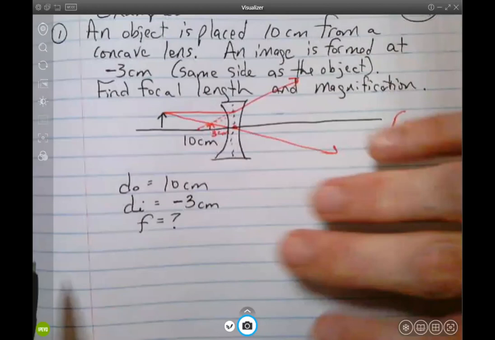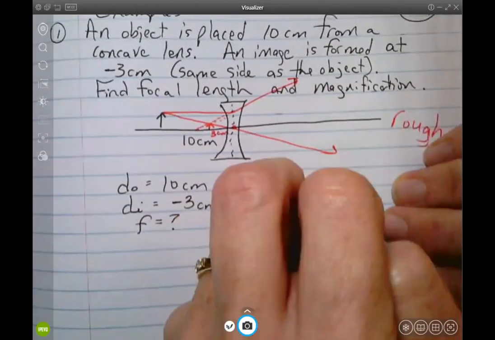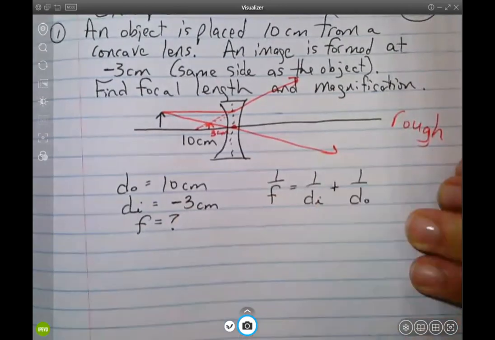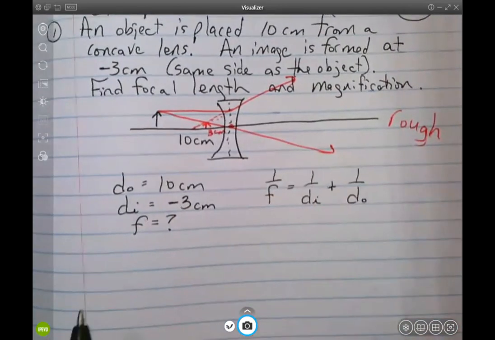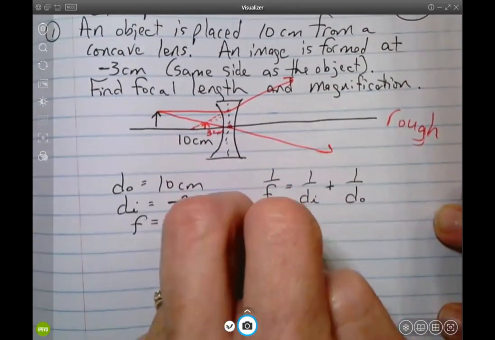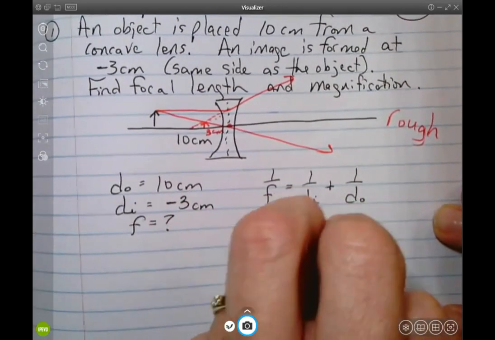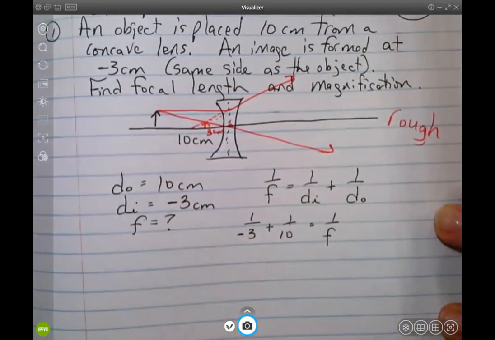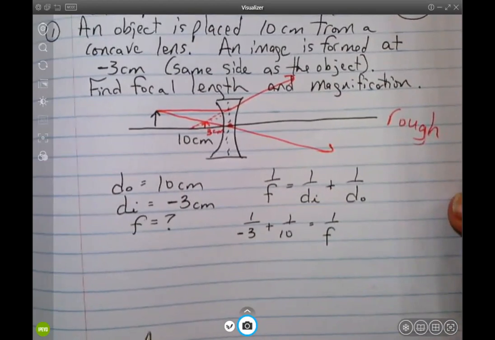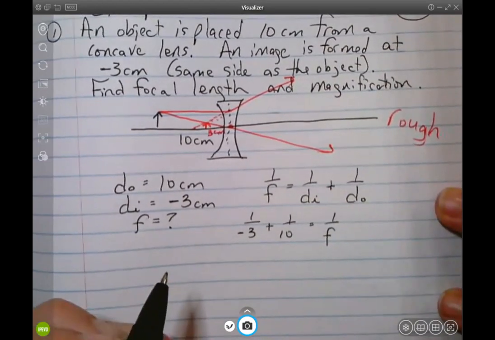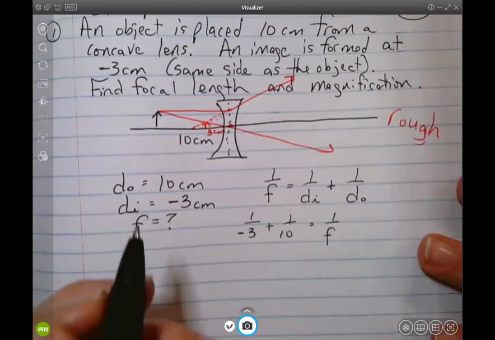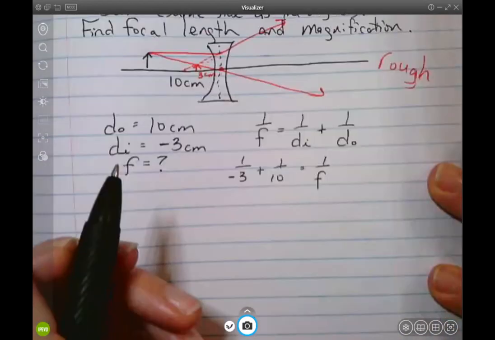So you're doing this little equation: 1 over F is 1 over di plus 1 over do. So I'm going to get 1 over -3 plus 1 over 10 equals 1 over F. And you've got to use the x to the -1 button. It makes it super duper easy. In other words, I'm going to write it out for you so you know how to do this.